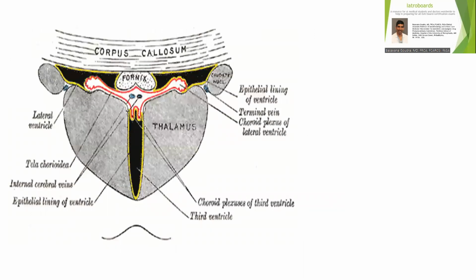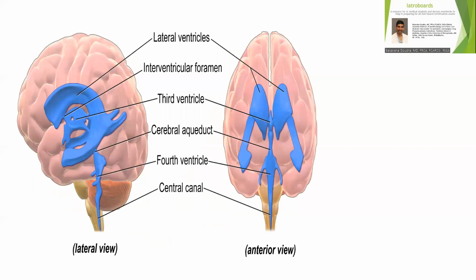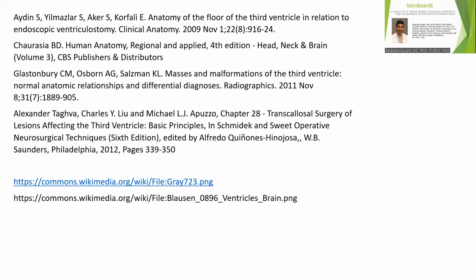Shows the corpus callosum, thalamus, and the surrounding structures. Answer is C, and these are the references.